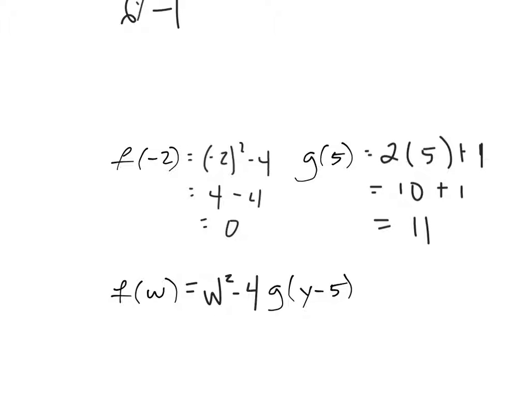So, g of y minus 5. What's that telling me to do? Plug in y minus 5 for x. And so I get the new problem, 2 times y minus 5, and then plus 1. And now we simplify, right? Distribute the 2 to get 2y minus 10 plus 1.